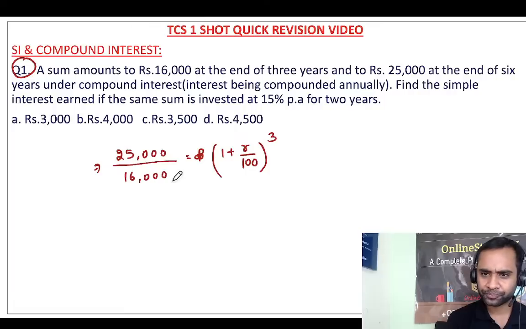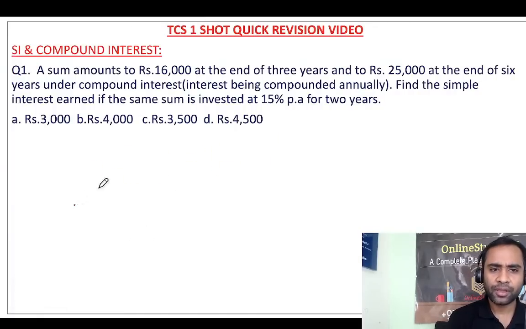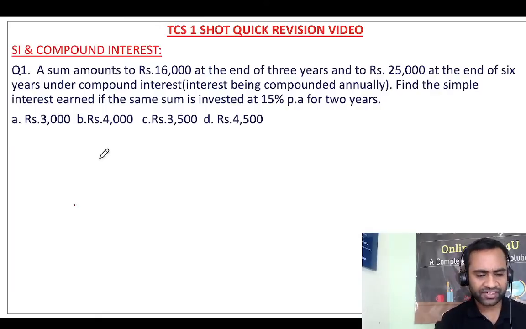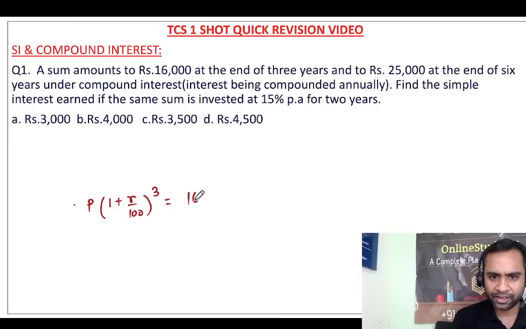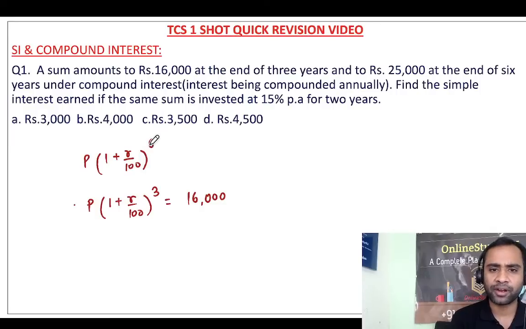Okay, but anyway, please try to understand how we can do it. A sum amounts to, so you invested some money. In 3 years, it is becoming P into (1 + R/100) to the power 3, it is becoming 16,000. And at the end of 6 years, the amount is P into (1 + R/100) to the power 6, it is becoming 25,000.